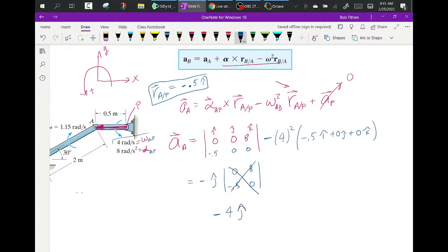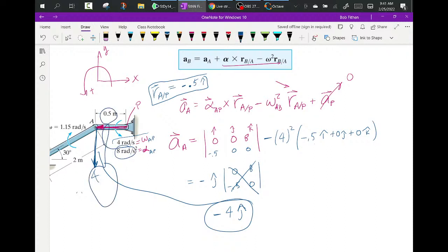Now, think about this. Let's just stare at this for a minute. This is the tangential acceleration of that point. And that's telling us it's going down at 4. This is alpha times that will give us 4. So in fact, this makes perfect sense.